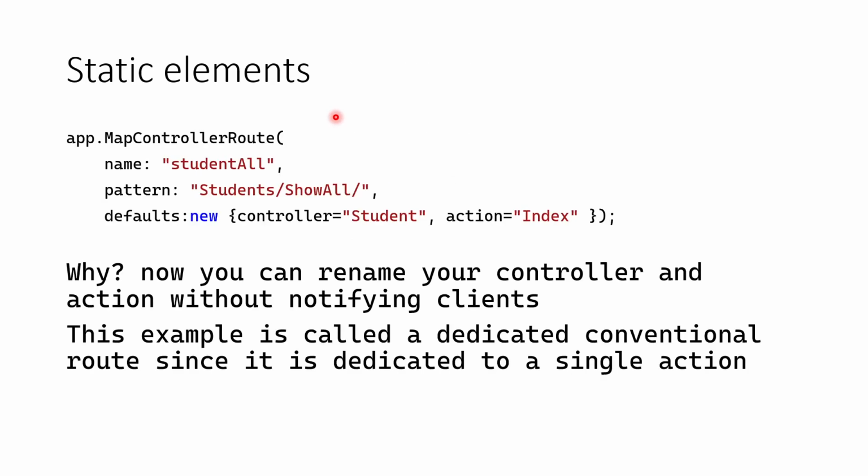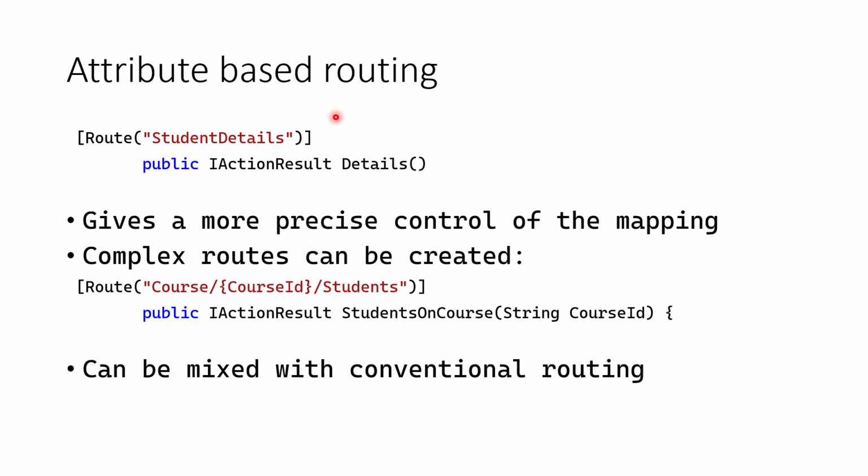Okay, so there's another way to do this. One that will give you more control, but it will also force you to type more. And that is called attribute-based routing. And it works like this. You use attributes on your actions. And the attribute is called route. It can also be on your class. But for now, let's take a look at assigning a route attribute to an action.